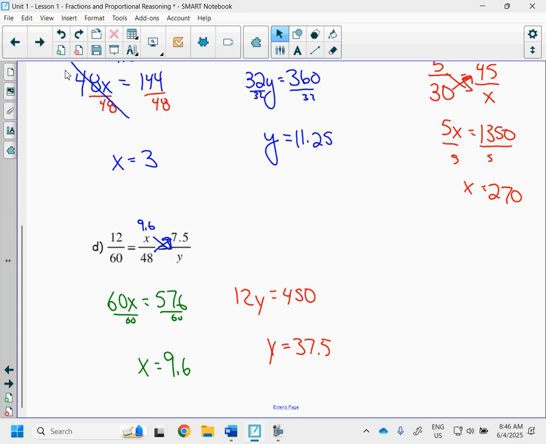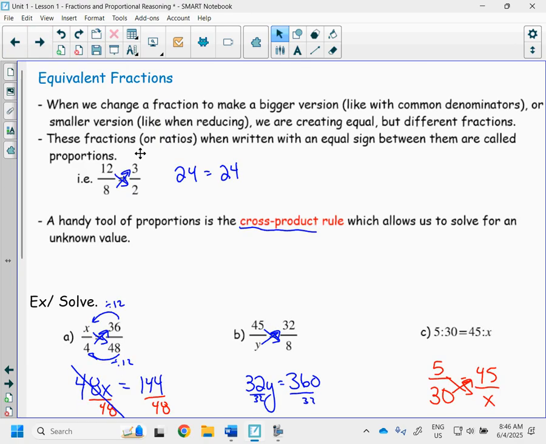Okay, that takes us to the end of fractions and proportions. We got a practice sheet. It's posted to Edsby, or you can come see me and get it. If you're stuck, come see me, come ask some questions. And away we go into our first unit.